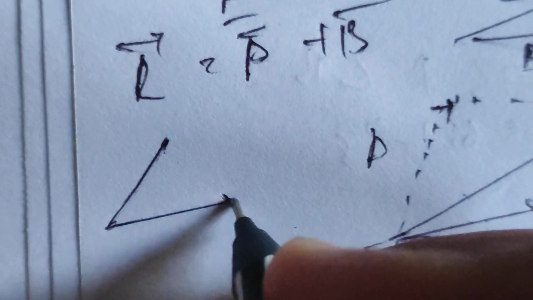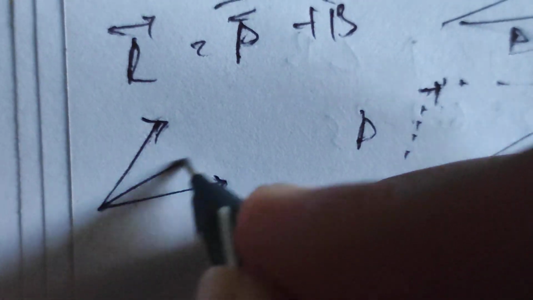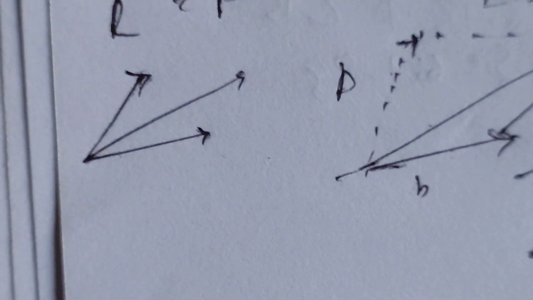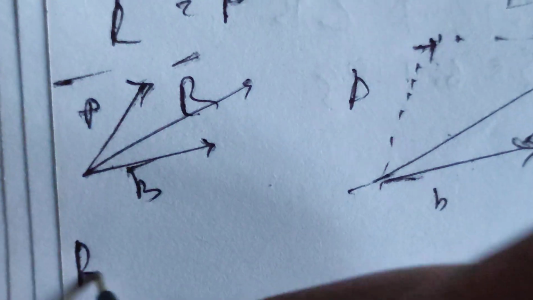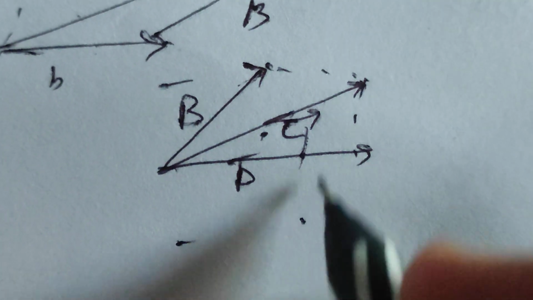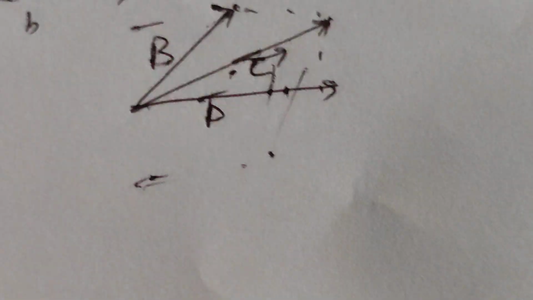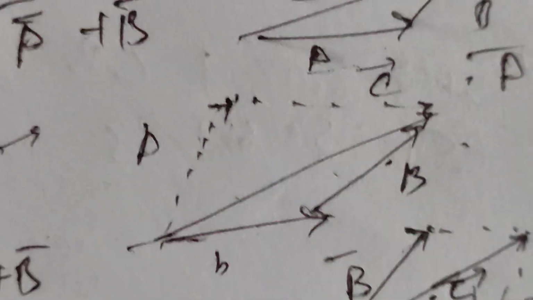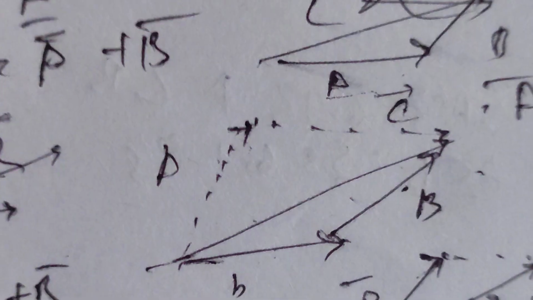So if these are the two adjacent sides of the parallelogram and the resultant is the diagonal, it is always the same logic. The resultant vector R is always A plus B, because we know the triangle law. If you shift the vector B to A's position, it is the same. I hope you understand what I am saying.